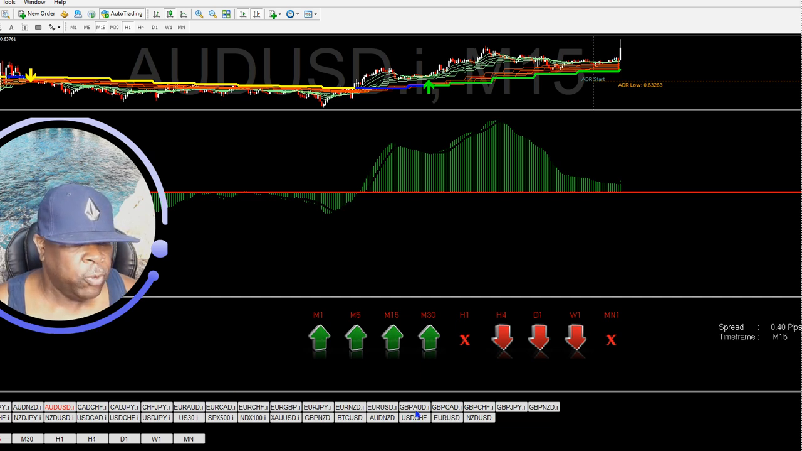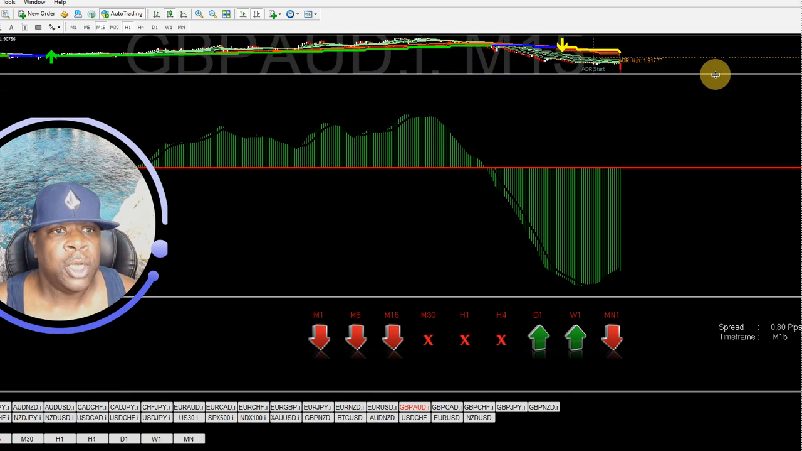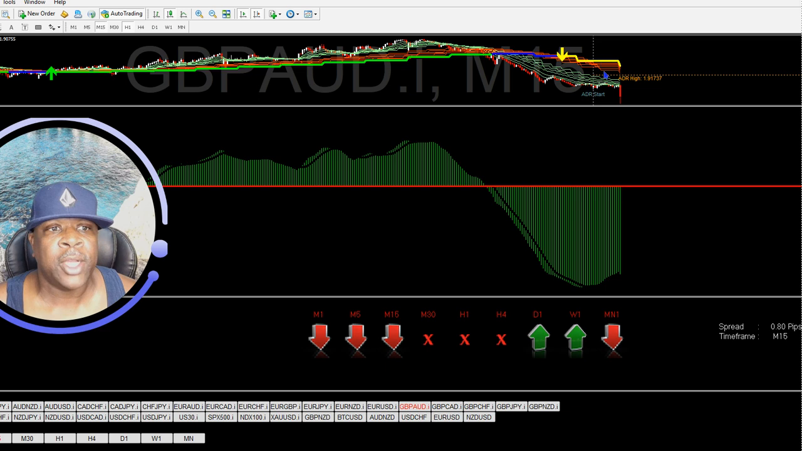Let's look at GCAD for an example. Look at that. Which way? It was already, look at the candles. Small candles. Small candles. There it was. And what did it do? It dropped in the exact same direction as this was telling you.